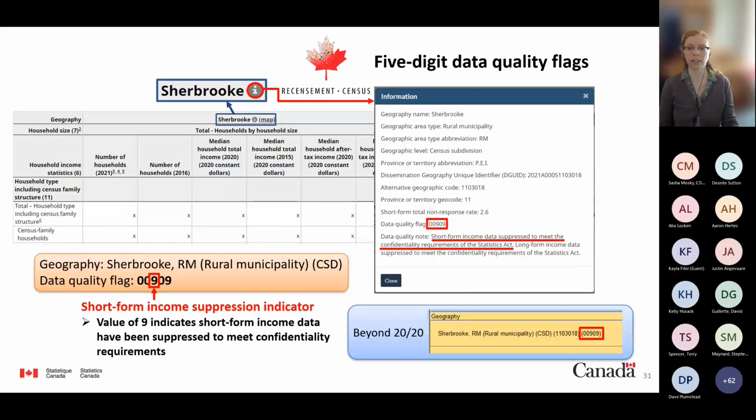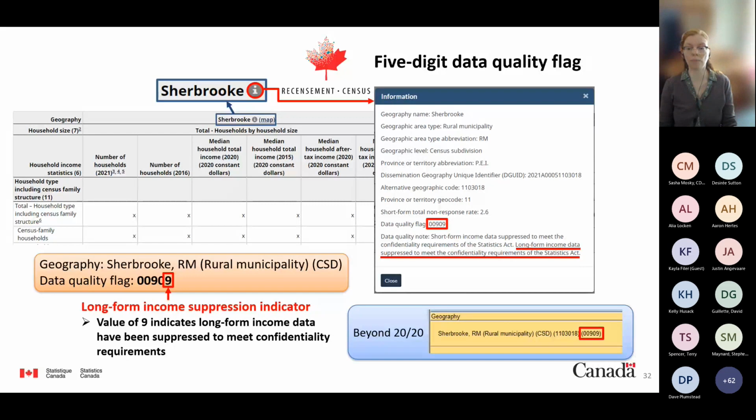And actually, the area of Sherbrooke PEI is a small population area where both short form and long form income data had to be suppressed for confidentiality. So that's why this household income table shown on the slide doesn't contain numeric values. And the 9 in that digit of the 5-digit flags indicates income suppression for the short form. And then lastly, the 9 in the 5th digit indicates that long form income data have also been suppressed.